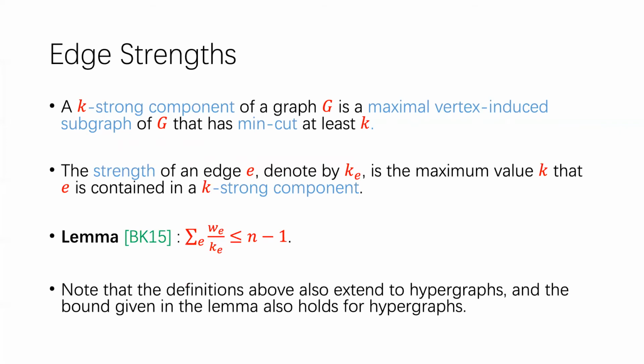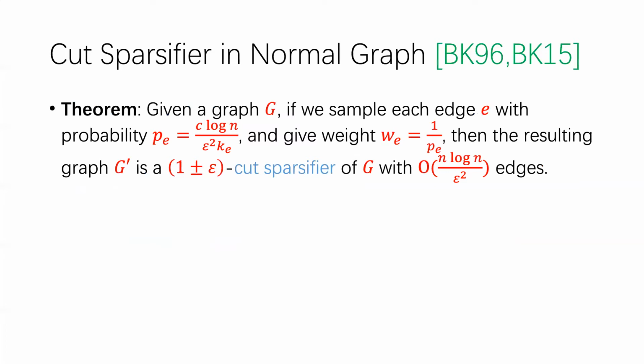Note that the definition of strength and the upper bound on the sum of weight over strength also hold for hypergraphs. Benczúr and Karger prove that for any graph G, if we sample each edge e with probability p_e equal to a large constant times log n over epsilon squared times k_e, and give weight w_e equal to 1 over p_e if it gets sampled, then the resulting graph G prime is an epsilon cut sparsifier of G with order n log n edges.